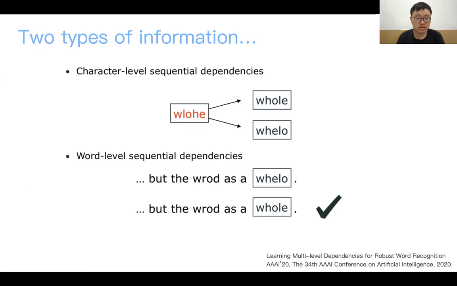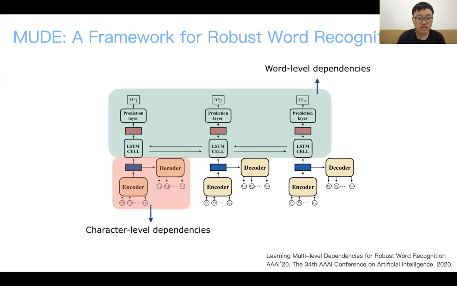Here, our model considers two types of information. The first is the character-level sequential dependence. It's very intuitive. For example, for the word whole, we know the letters W and L rarely happen together, right? And also we want to capture the word-level sequential dependence, which is the linguistic information within a sentence. Based on these intuitions, we built a model called MUDE, our proposed model for robust word recognition. I don't want to introduce a lot of details here. For people who are interested in our work, please check our AAAI paper last year.